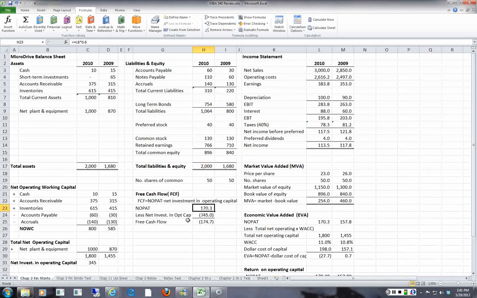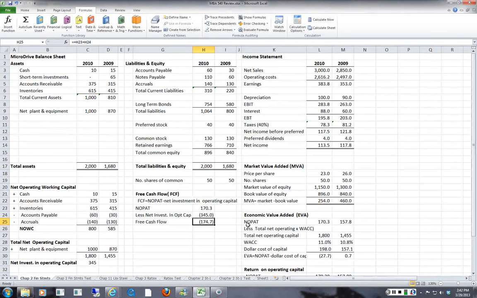From that, that's net operating profit after taxes, NOPAT. And from that, we deduct this $345 increase. It's really thousands, so I guess I better say thousands. We're going to deduct $345,000 from that. So we come up with a negative free cash flow of $174.7.